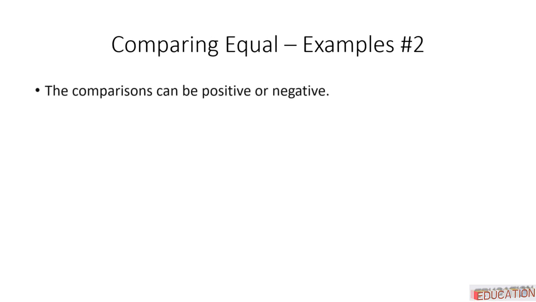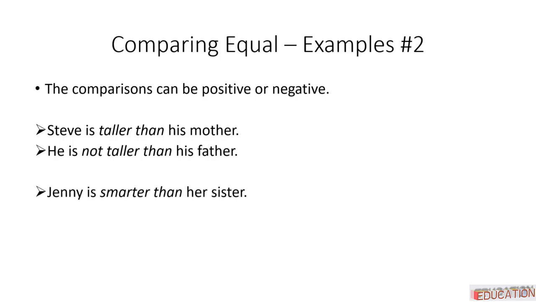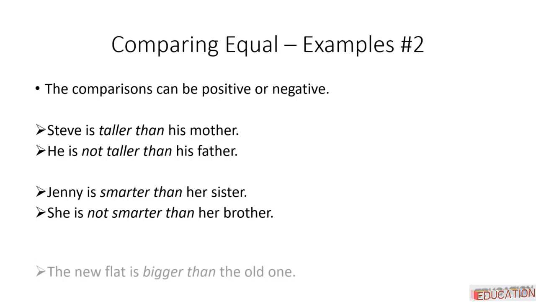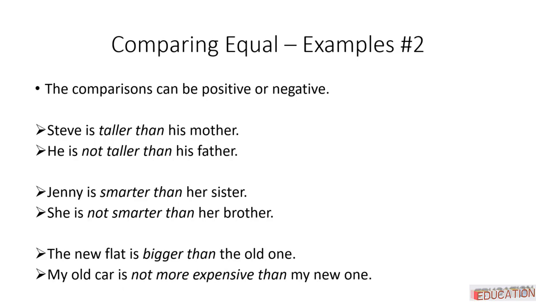And when we're comparing equality, we can have positive or negative, so it can be equal or it can be not equal. So Steve is taller than his mother. He is not taller than his father. Jenny is smarter than her sister. She is not smarter than her brother. The new flat is bigger than the old one. And my old car is not more expensive than my new one.